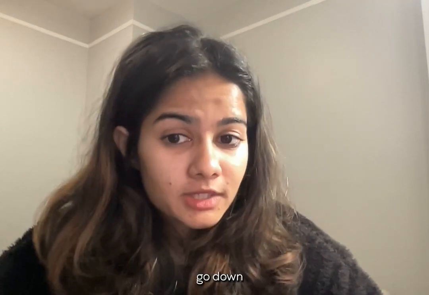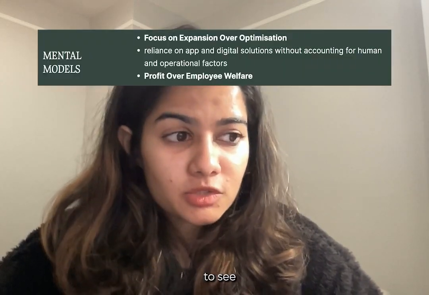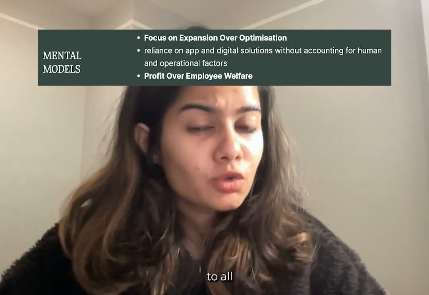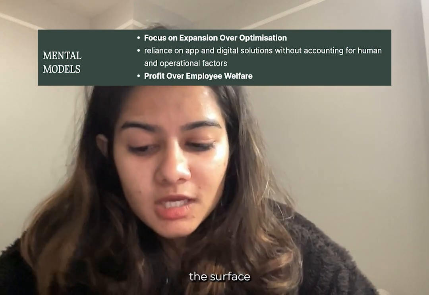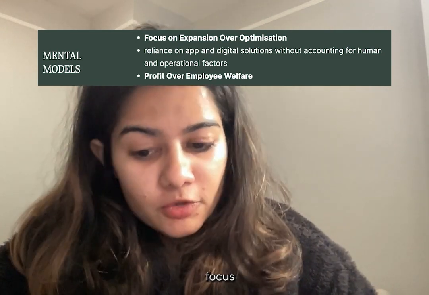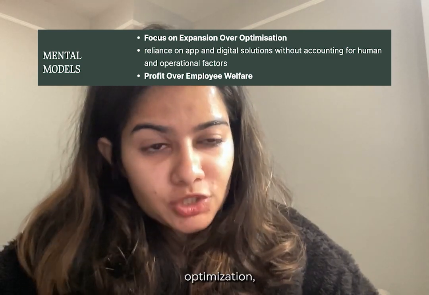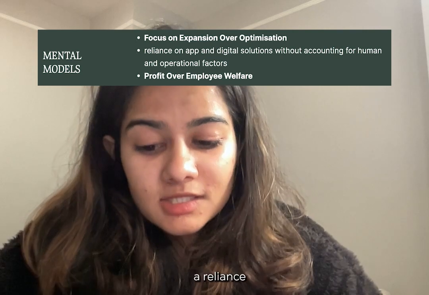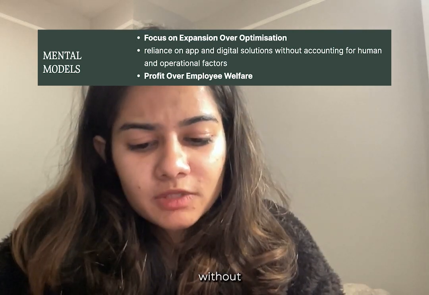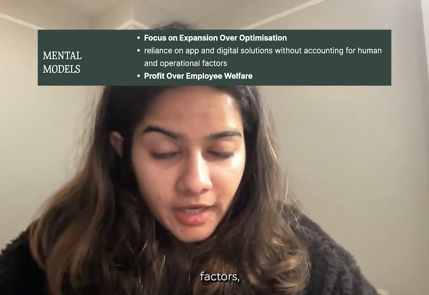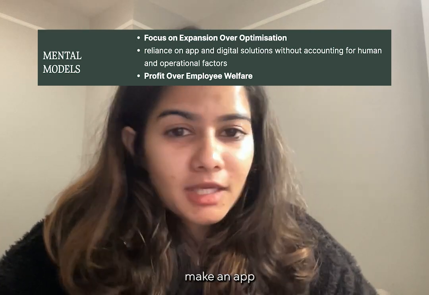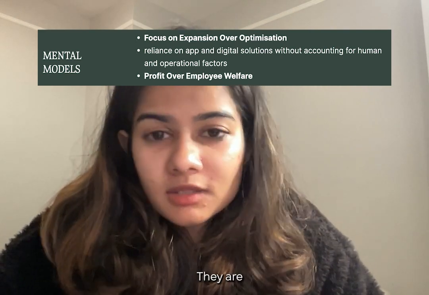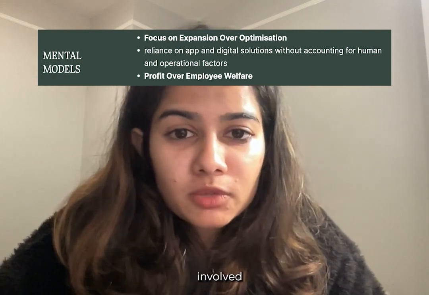And when we go down deeper to the mental models to see what is the root cause, what is the deeper problem that is giving rise to all of these things that we see above the surface, it is the mental model: focus on expansion over optimization, something that a lot of companies are running for these days. There is a reliance on app and digital solutions without accounting for human and operational factors. Like, you just can't make an app, and you can't hold technology to solve for everything. There are human actors in it, there are so many people involved in it.